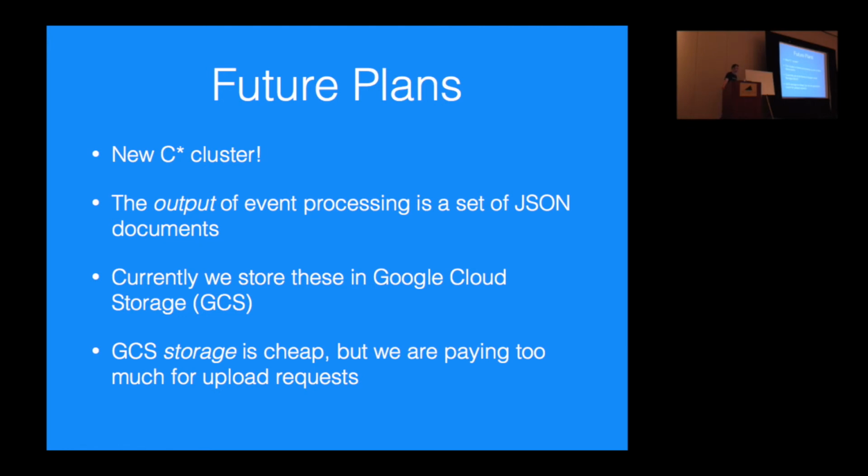Also, a new Cassandra cluster. I'll caveat, all this is currently in development, so I don't have results to share on this one, but we're optimistic. I'll briefly outline the use case here. I mentioned early on that when we get to that processing stage, the output of the cookers, which is the processing of the event stream, is a set of JSON documents that we upload to Google Cloud Storage.